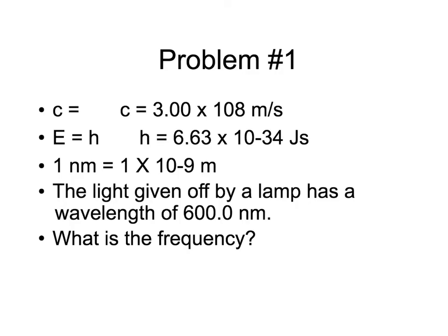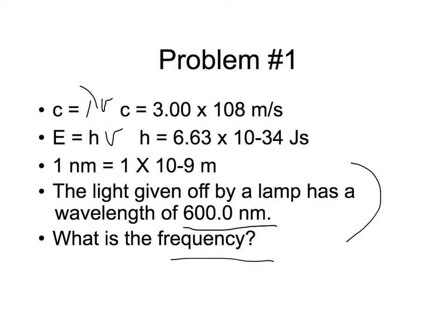First, let's look at a light problem. So again, the light equations are C equals lambda times nu, and E equals Planck's constant times nu. And then we have this problem, which is that the light given off by a lamp has a wavelength of 600.0 nanometers. What is the frequency?